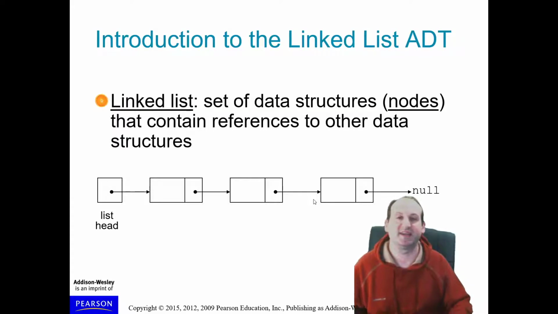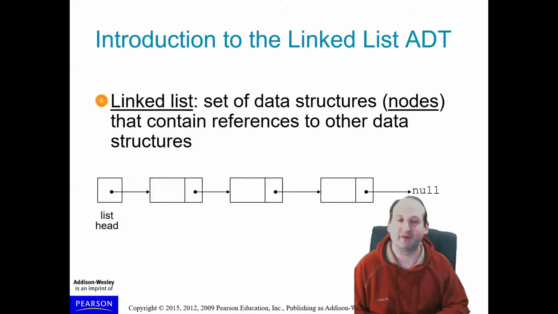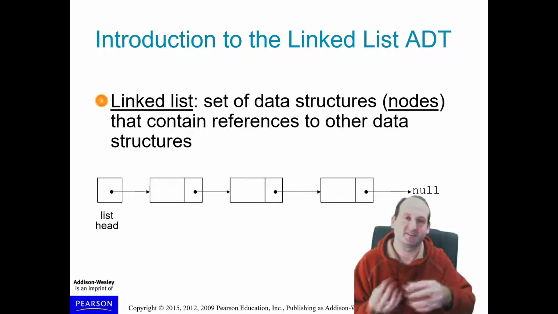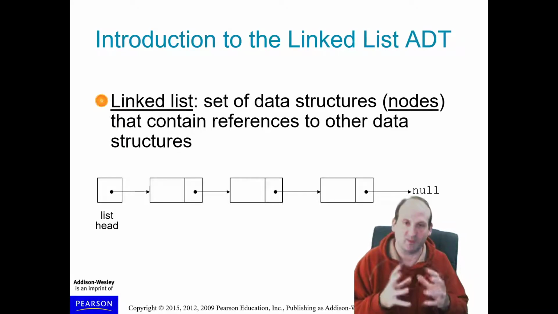So what is a linked list? We're moving away from vectors and deques and queues and those kinds of data structures into things that are a little more complicated under the hood. A linked list is a set of data structures, and there's going to be a class called linked list, and then there's going to be a node class. They work together.